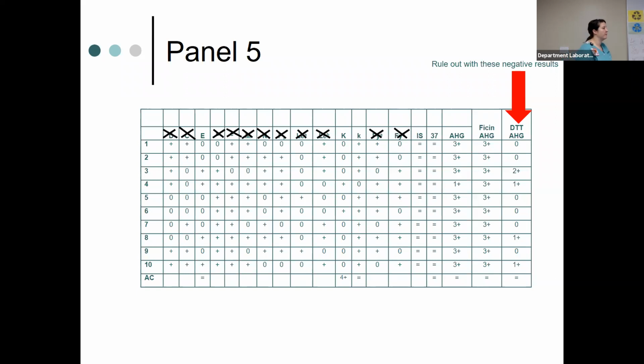All right, so what do you guys think? What remains? Big E. Big E. And why is panel cell 3 stronger? Because it's the Rh. Yeah, panel cell 3 is big E positive, little e negative. So it's homozygous. All right, so that's why I'd say 2 plus versus your panel cell 8 and 10, they are both heterozygous.